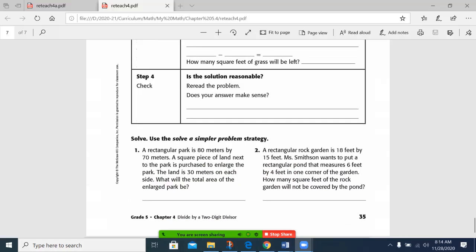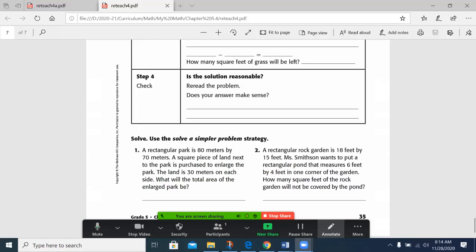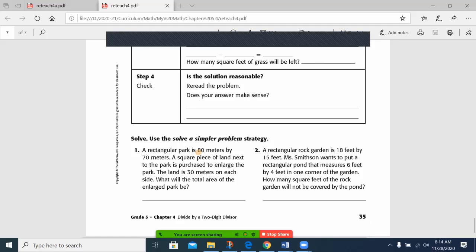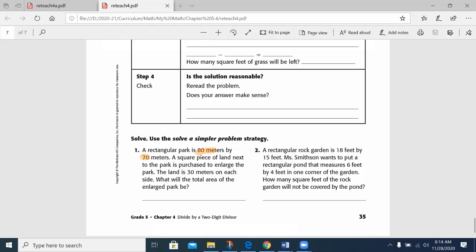Remember to find, and I'll help you find the numbers here real quick. We see we have 80 meters by 70 meters in a park. A square is really a rectangle. And it looks like we're adding to it 30 meters on each side. So what that would give us is 30 times 30. Now what will be the total? You're going to add those together. That is my hint for these.